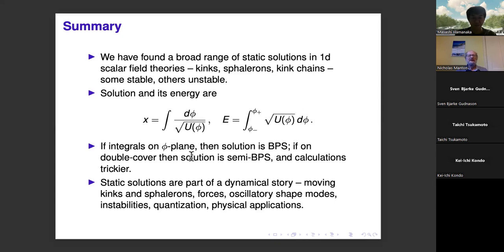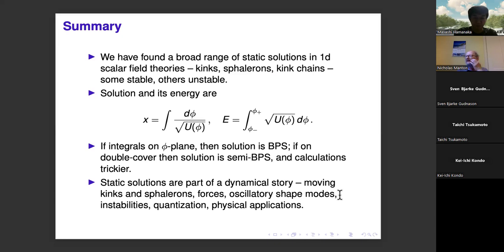So that's really all I have to say about solutions. They're all part of these static solutions of various kinds, but I want to remind you that they're all part of a much more complicated dynamical story. The solitons can be moving, moving kinks, moving Sphalerons, although they're unstable, so they don't necessarily last long. There are forces between them. You can have kinks and anti-kinks attracting each other. The kinks themselves can oscillate.